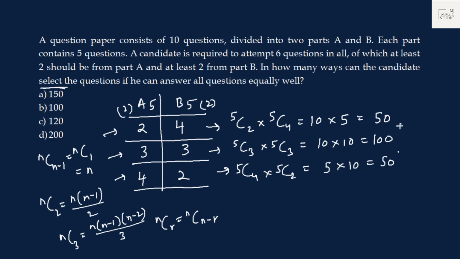So now we need to add up these cases. So in 200 different ways, a question paper can be solved. Option D is the pick. Go through the playlist Permutation and Combination to delve deeper into these concepts. The playlist is there on the channel.